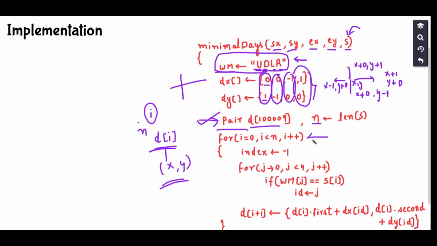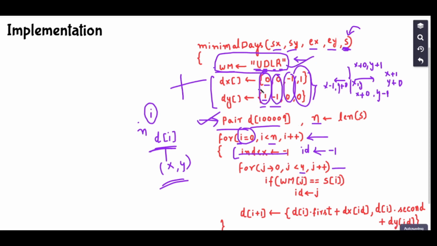Let's iterate over the number of days. We have n days. Let's not call it index, let's call it id. This id is basically going to figure out in which direction I have to move on the particular ith day. For every day I just want to get the corresponding id in this direction vector, which represents the direction in which I have to move. So I will iterate over all of these 4 directions, that is this string.